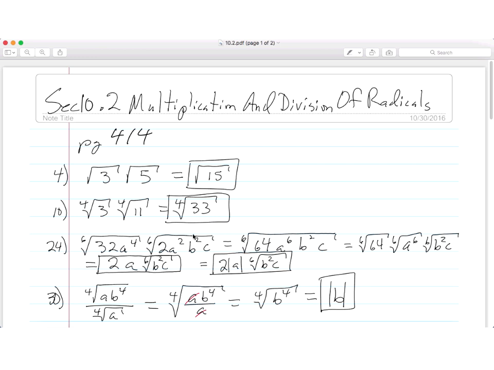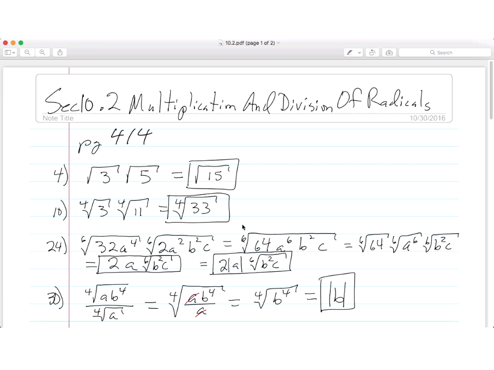Let me do problem number 24. The 6th root of 32 a to the 4, times the 6th root of 2 a squared b squared c. So we both have the same index. Let's multiply the radicands together. And so this will be the 6th root of 32 times 2, 64, a to the 4 times a squared, a to the 6, b squared c.